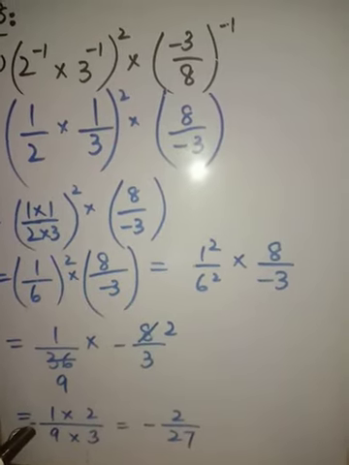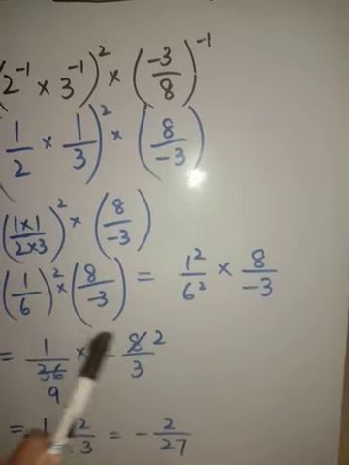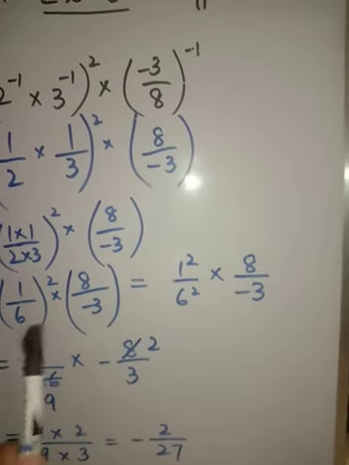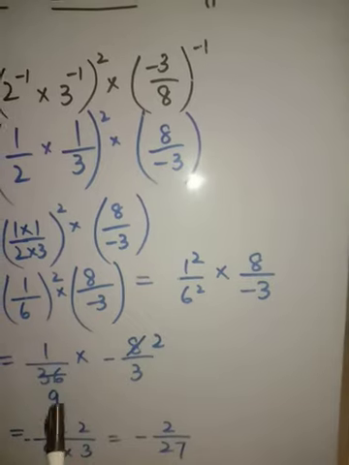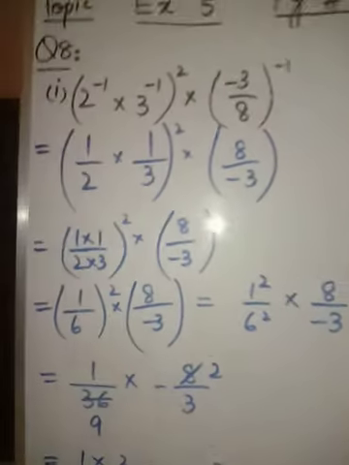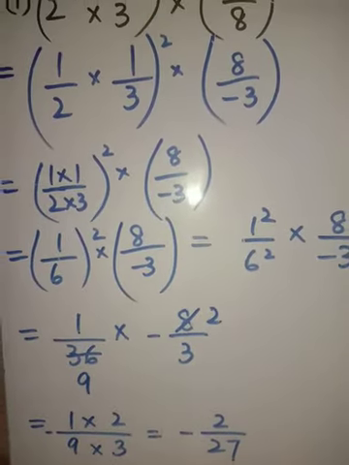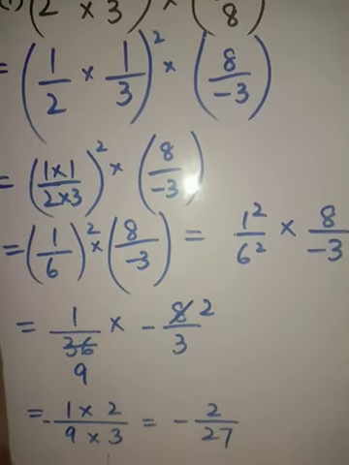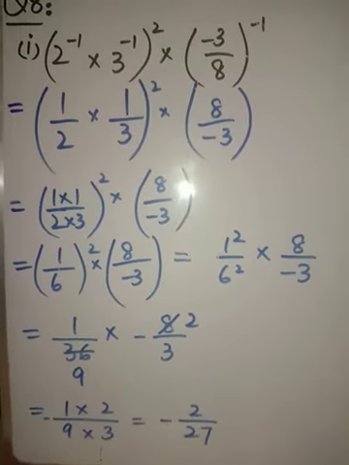Understand? So we have minus, then 1 multiply by 2, because numerators can multiply with each other: 1 multiply by 2 and 9 multiply by 3. We have 1 2s are 2 and 9 3s are 27. Note it down, students, on your notebooks.